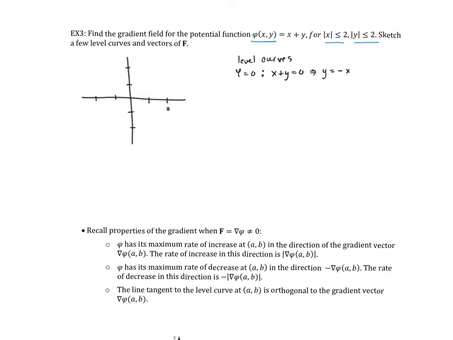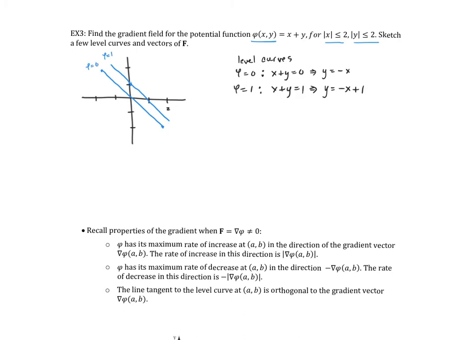So this would just be a line through the origin going down. I'm going to use a different color for that. And I'm only concerned with going from two to negative two, so I'm staying within this box here. Let's pick 1. So that means x plus y is equal to 1. For me, it's easier to sketch it if I write it in slope-intercept form. So slope of negative 1, when x is 0, y is 1. So this is shifted up 1 and then comes down, right? Maybe I could label this. This is 1 here. This is phi is 0.